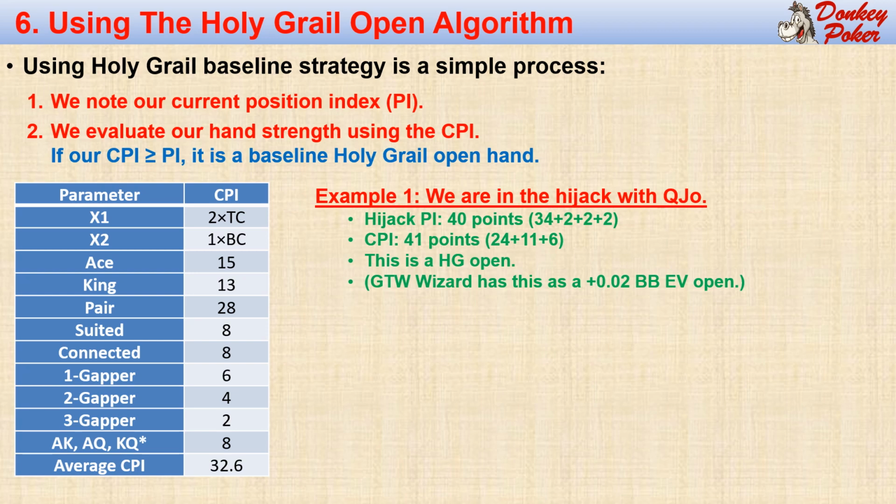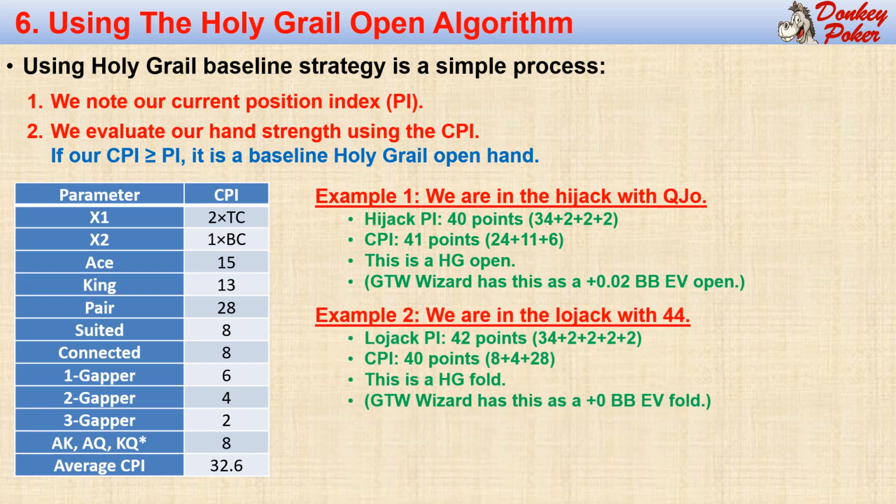This is a Holy Grail open since our CPI for Queen Jack offsuit is higher than our hijack position index. If we look at GTO Wizard, we would find that opening Queen Jack offsuit from the hijack has an expected value of plus 0.02 big blinds. That's consistent with it being slightly better than a neutral value combo.